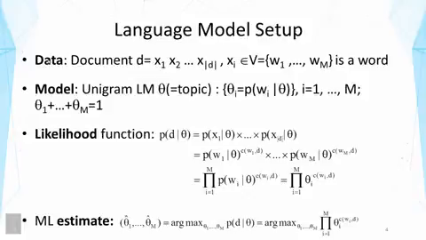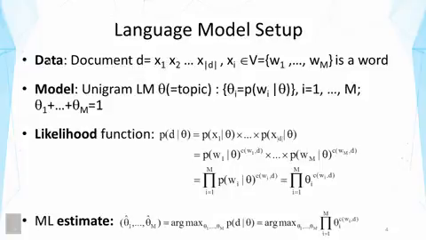So our data in this case is just a document, which is a sequence of words. Each word here is denoted by x sub i. Our model is a unigram language model, a word distribution that we hope to denote a topic, and that's our goal. So we will have as many parameters as many words in our vocabulary, in this case m, and for convenience we're going to use theta sub i to denote the probability of word w sub i. And obviously these theta sub i's would sum to 1.